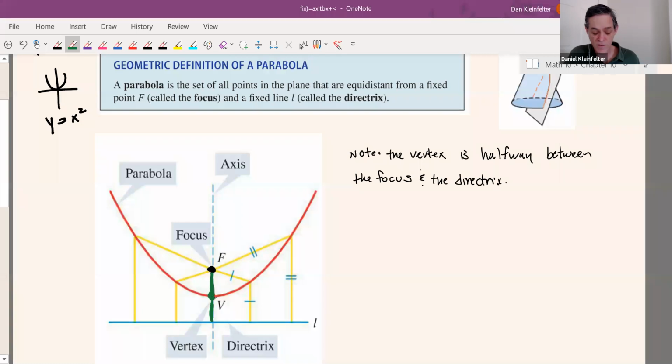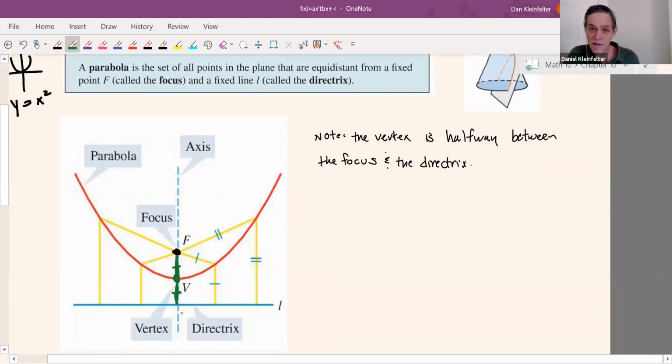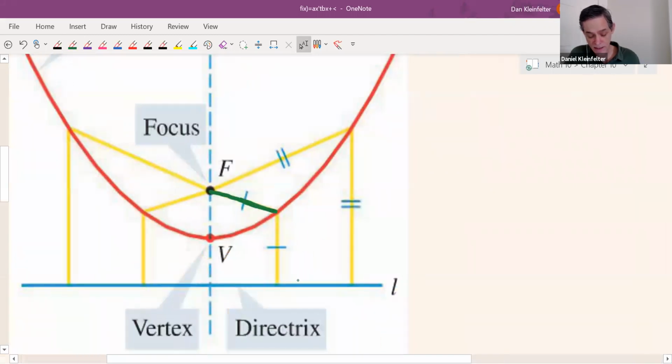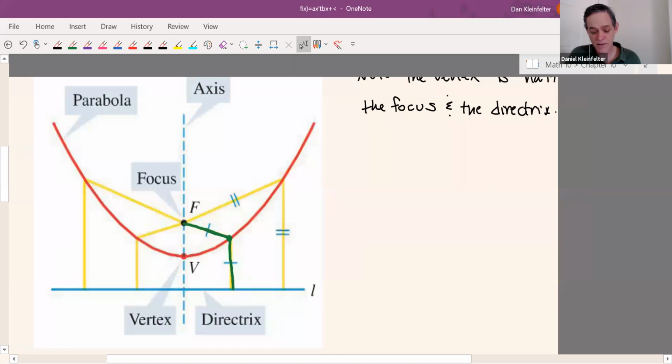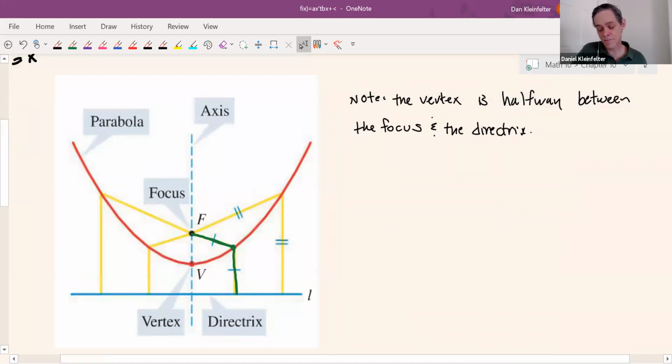And notice that if you take the vertex of the parabola as one of those points, that means that the vertex for the parabola will be exactly halfway between the focus and the directrix. All right, so elsewhere on the graph, we can see that, for example, here, the distance from the focus to this point on the parabola is the same as the distance from this point on the parabola down to the directrix. So that is the definition in terms of point sets.